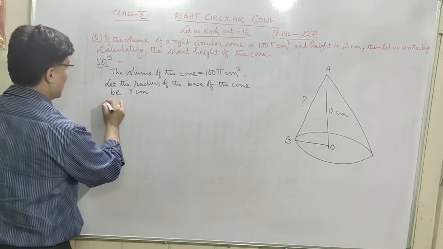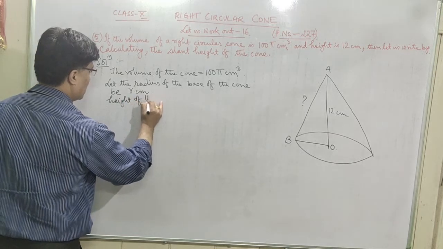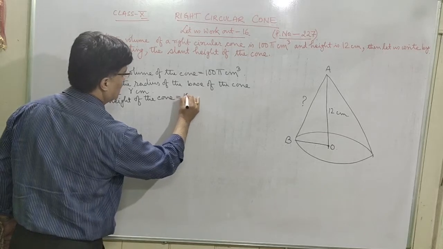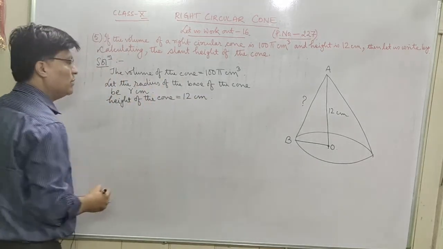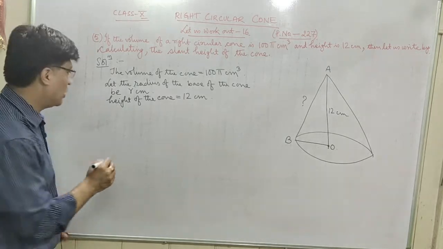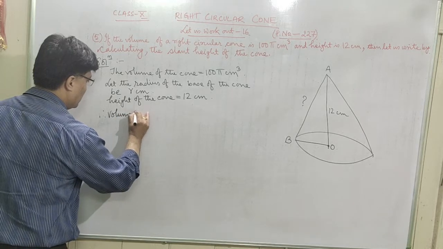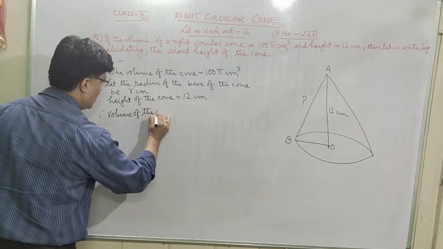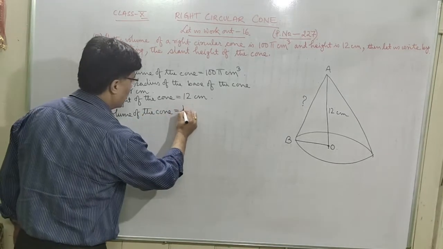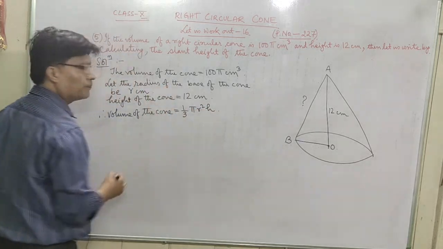And what is the height of the cone? Height of the cone is 12. So height of the cone is equal to, how much is it? It is 12 centimeter. So let us find out the volume of the cone again by using the formula. Therefore, volume of the cone. What is the formula for volume of the cone? It is 1 upon 3 pi r square h.